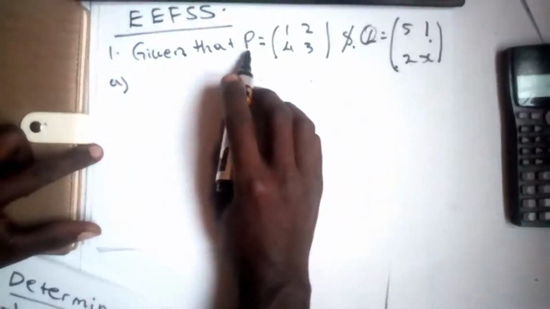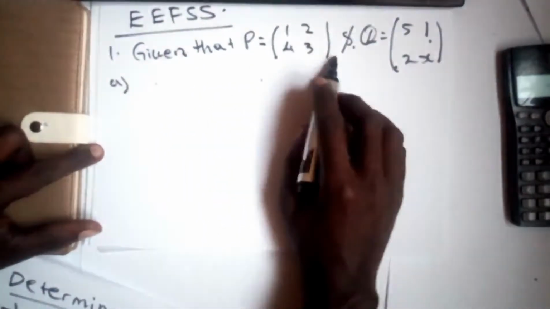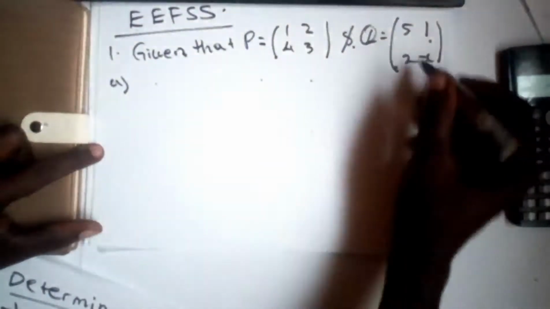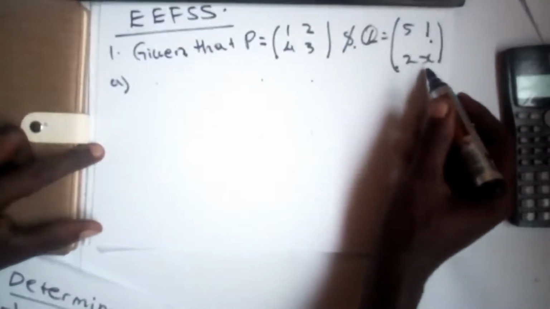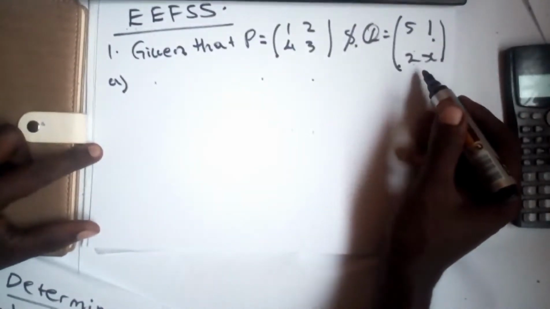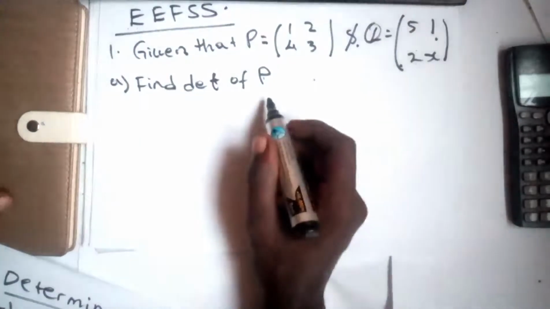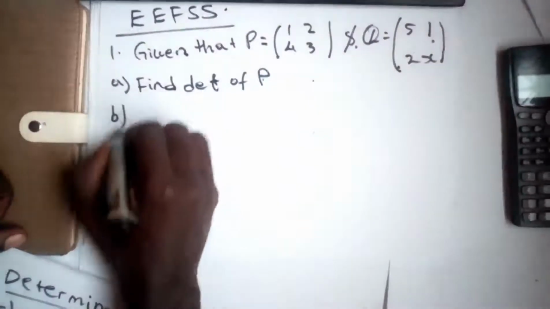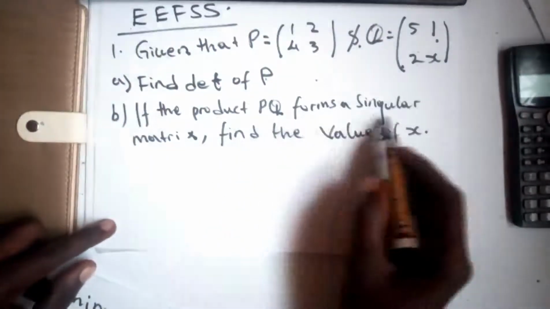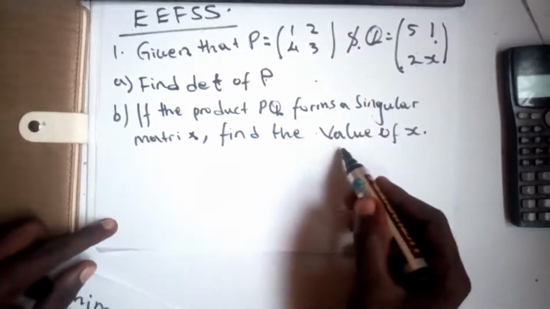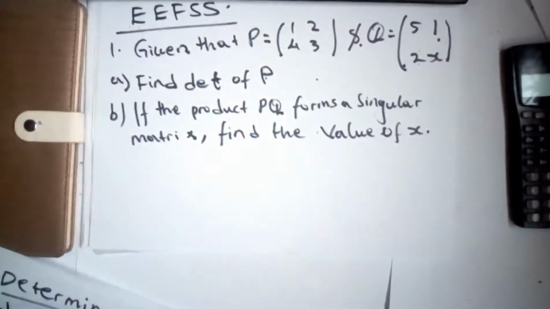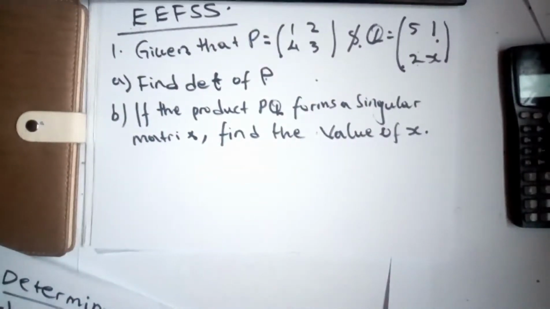Given that P is equal to 1, 2, 4, 3, and Q is equal to 5, 1, 2, X. Part A, find the determinant of P. Part B, if the product PQ forms a singular matrix, find the value of X. Oh yes. Should I give you a hint, guys? Yes! Okay.